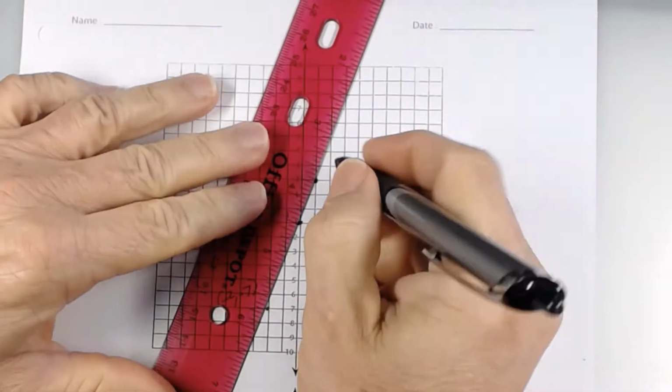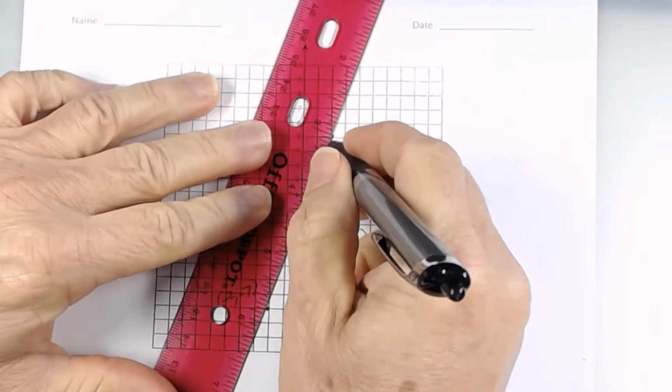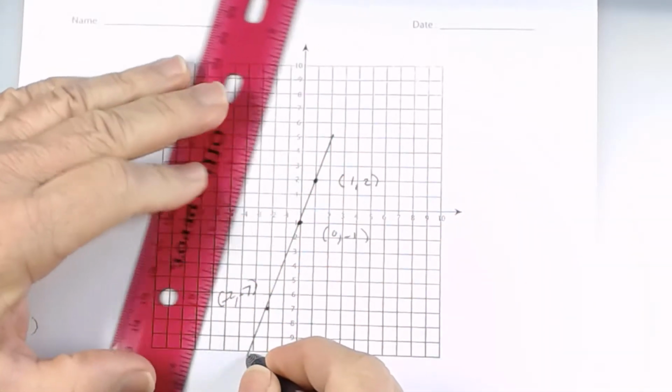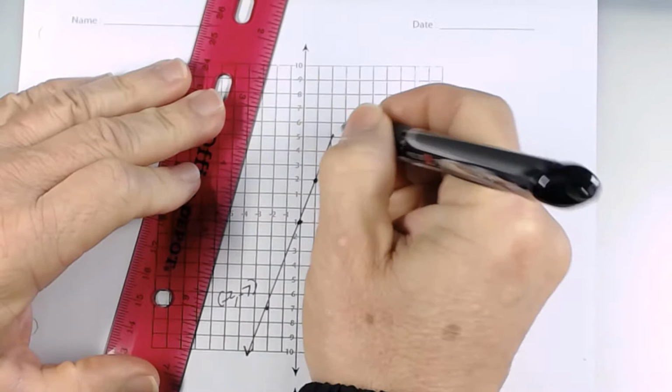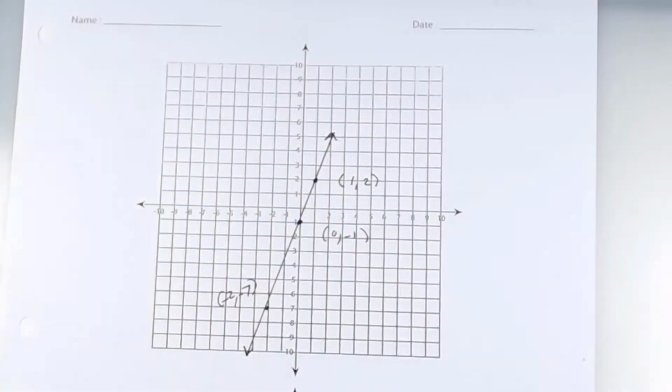So you draw your line. And when you draw a line, make sure you extend it through your points. And then what else must I draw? The arrows. So make sure you draw your arrows.